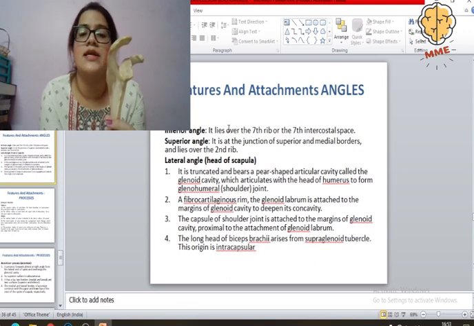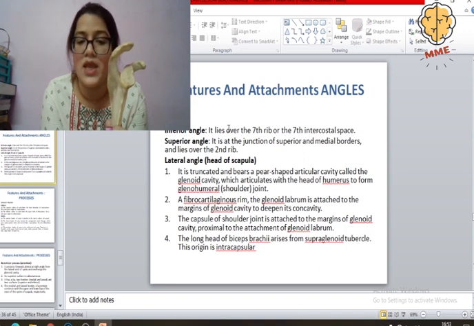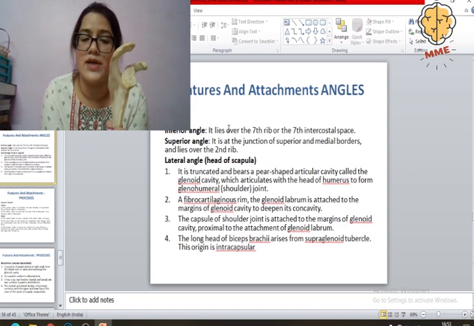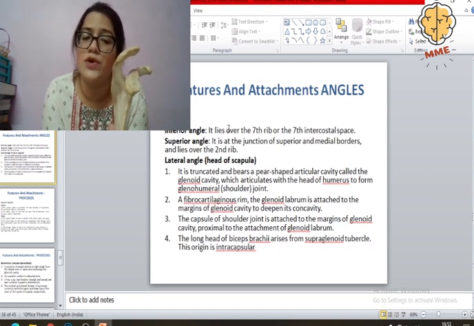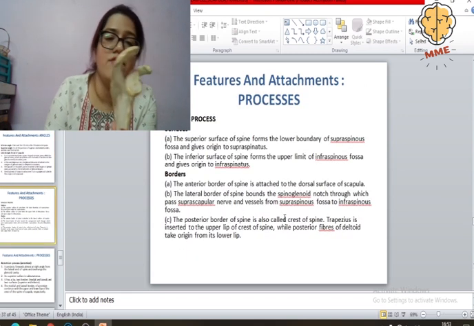A fibrocartilaginous rim, I told you, the glenoid labrum, is attached to the margins of the glenoid cavity to deepen its concavity. The capsule of the shoulder joint is attached to the margins of the glenoid cavity proximal to the attachment of the glenoid labrum. That also I told you. The long head of biceps brachii arises from the supraglenoid tubercle. This origin is intracapsular. This also I have told you.